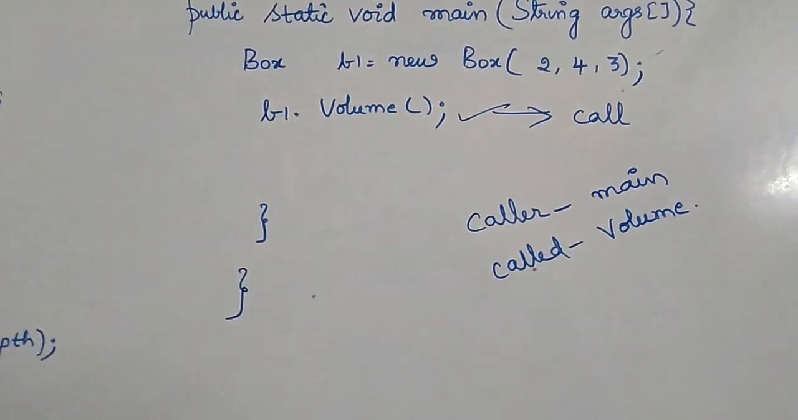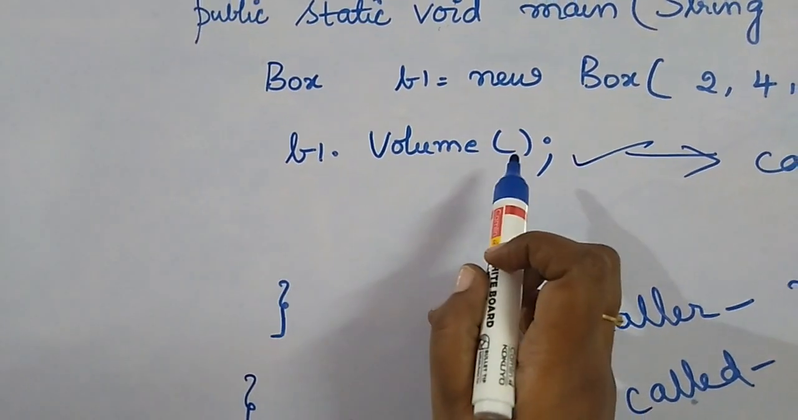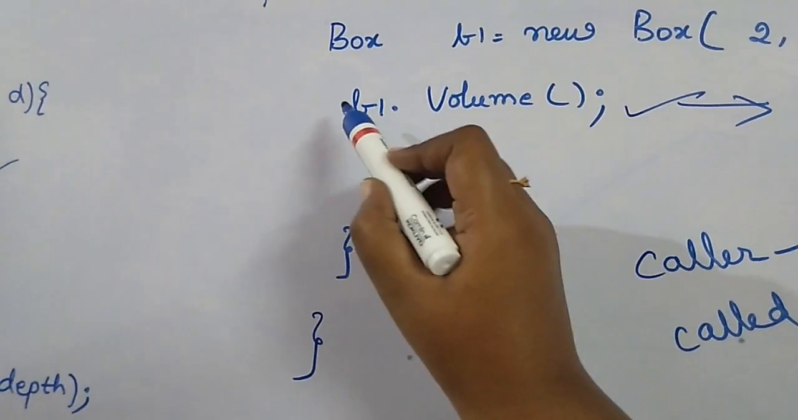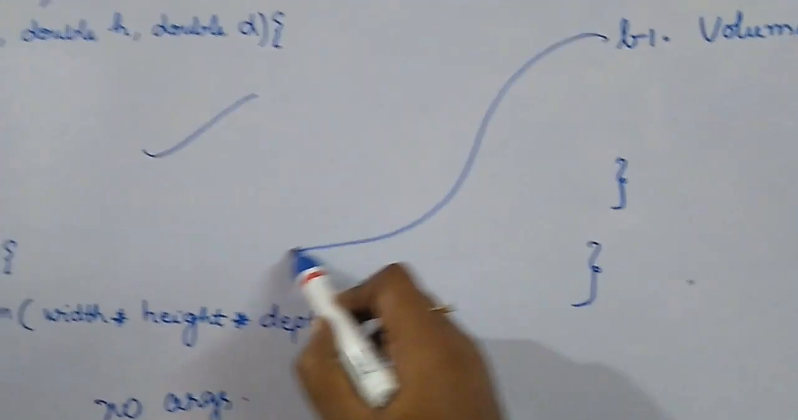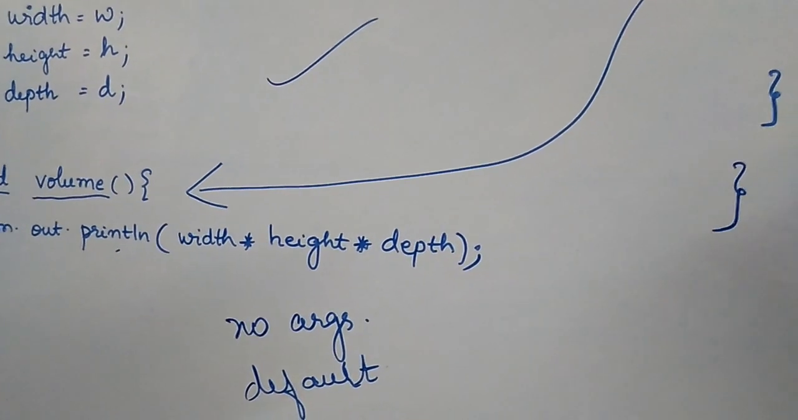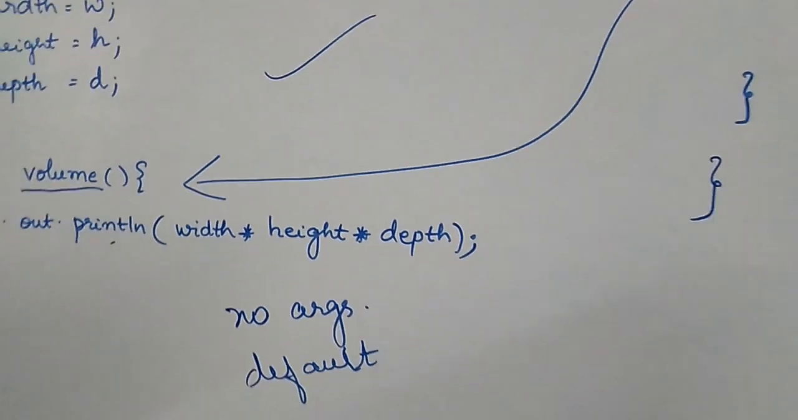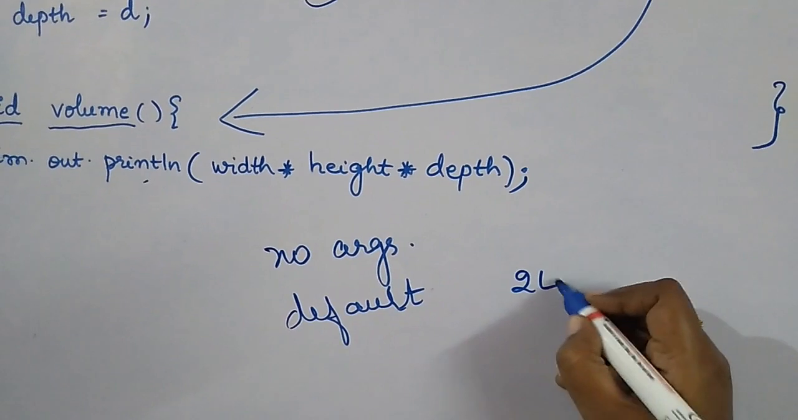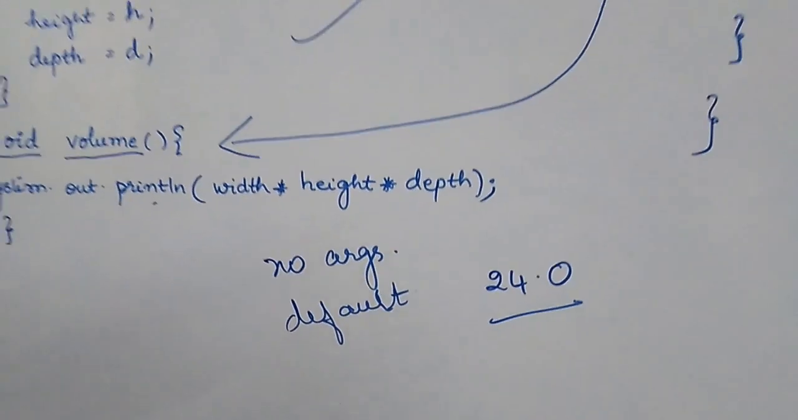Since it is not returning anything, because the return type of volume is void, we are not catching any return type. Simply you can say b1.volume. Now the control will go to this particular volume method and it will execute it. So 2 into 4 is 8, 8 threes are 24. So the output 24.0 will be printed on the screen for you.